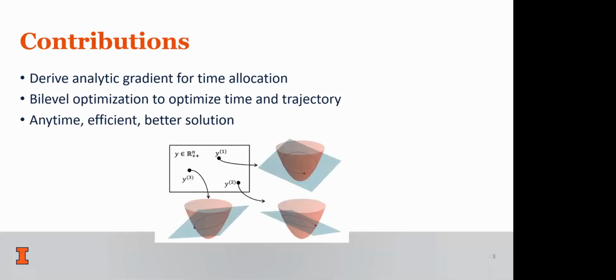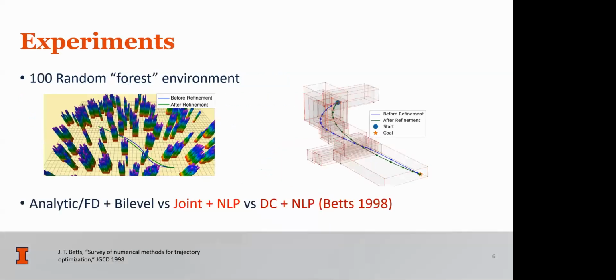This figure shows the idea of bi-level optimization. In upper level, we want to optimize Y, but the cost function has to be computed by solving another optimization problem in a lower level, which depends on Y in a non-trivial way. We performed numerical experiments on 100 randomly generated forest-like environments. The left side shows the obstacles, the initial and refined trajectories. The right side shows the safe corridor and trajectories for another example.